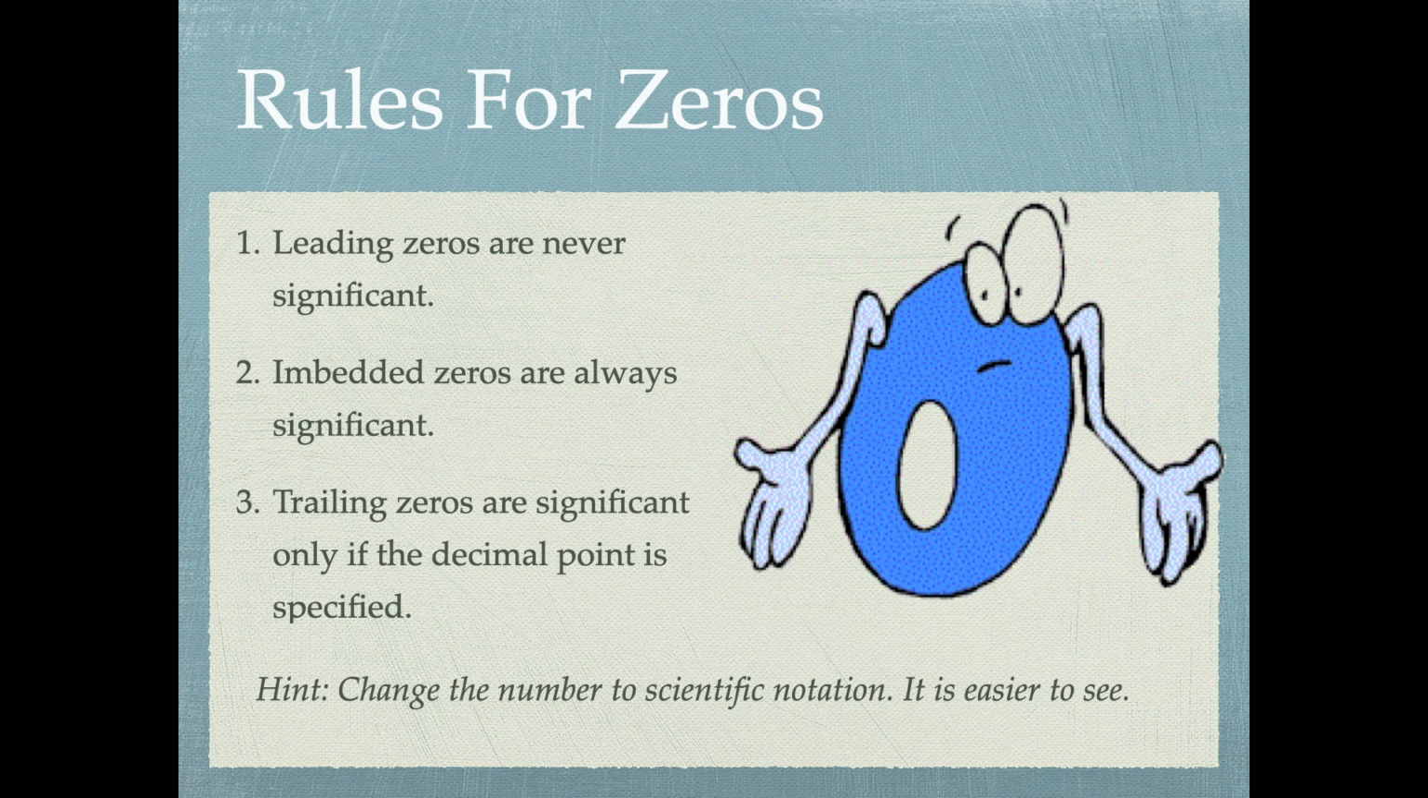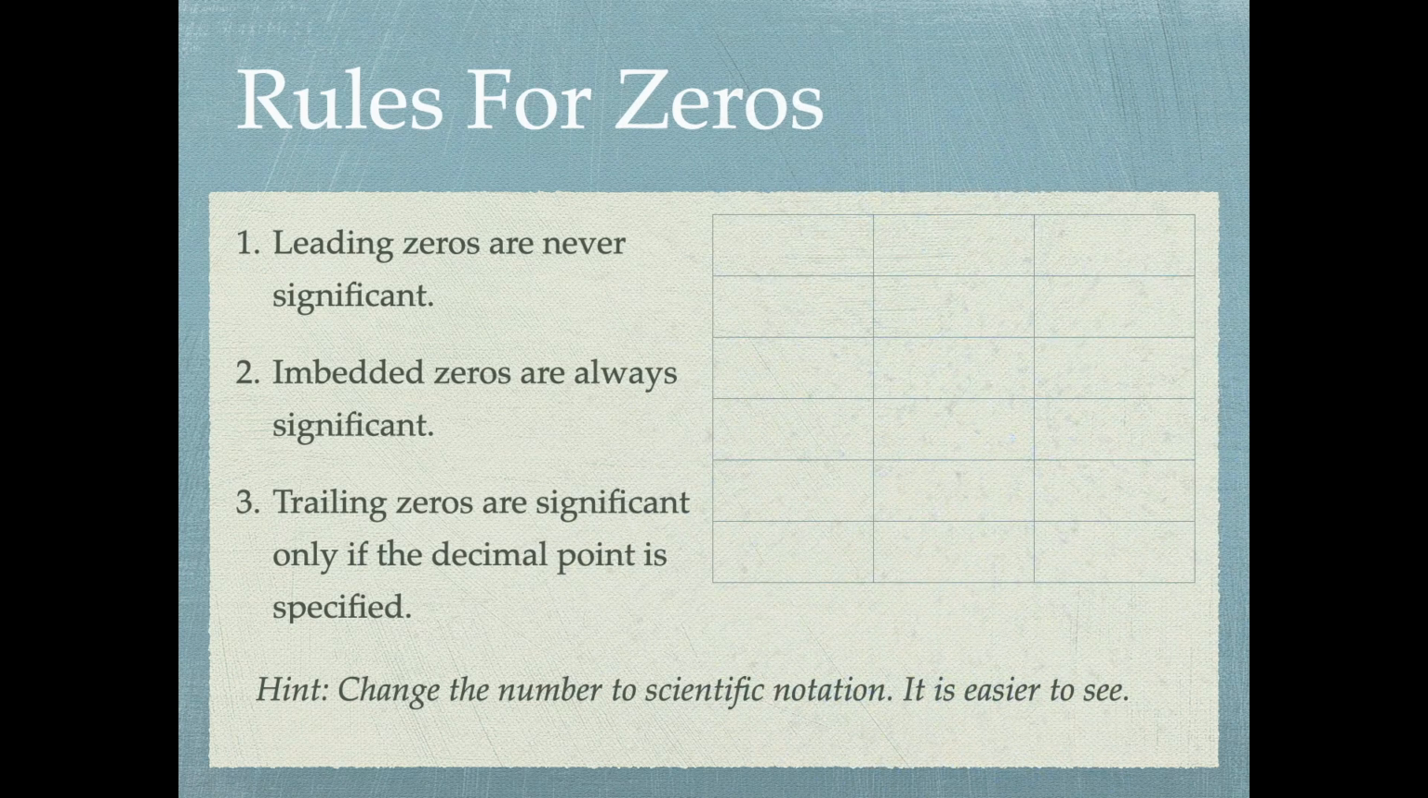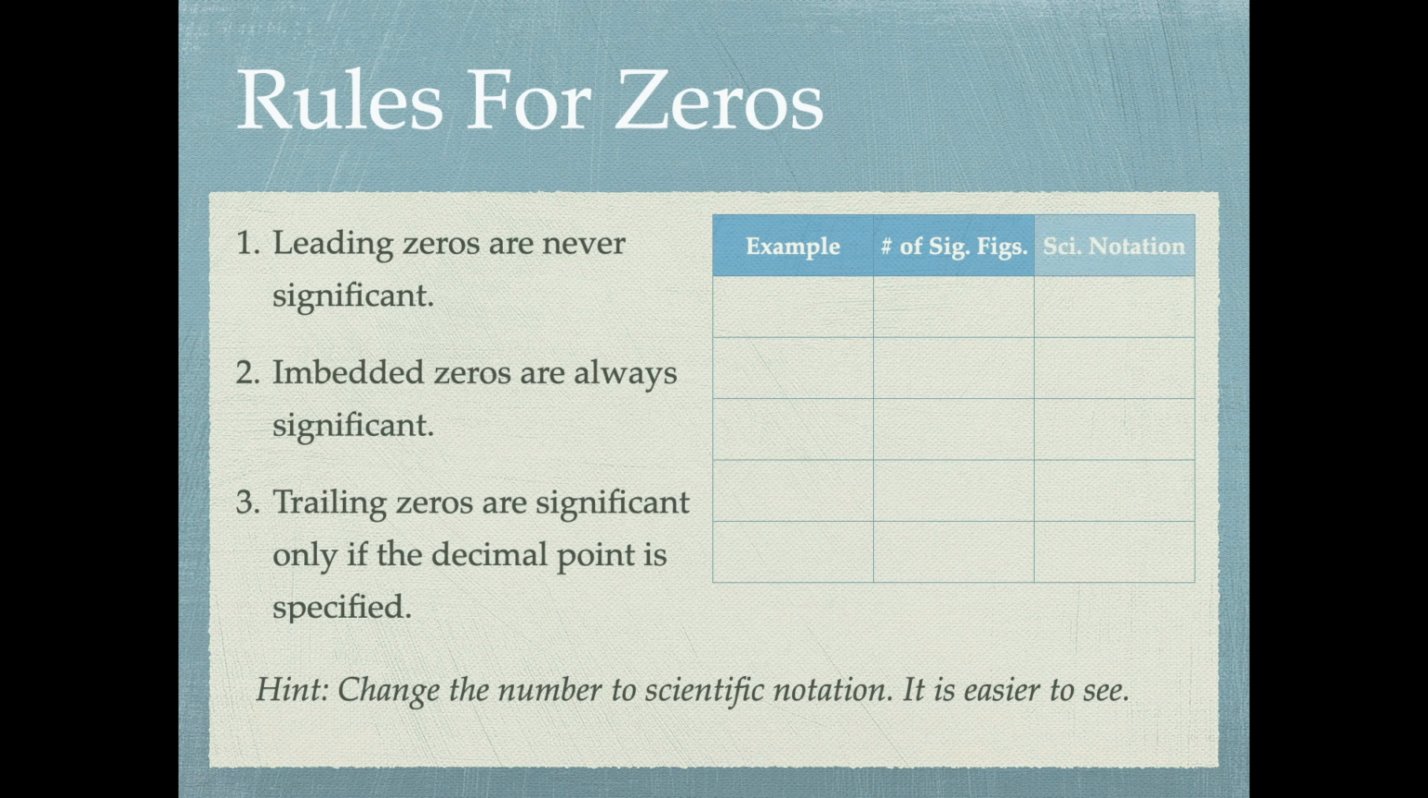Okay, so one way to figure this out would be to change your number to scientific notation, because the number in scientific notation is always the sig figs. You report all of the sig figs in your numeral value in scientific notation. So let's do some examples here, and we'll see if we can figure out the number of sig figs and what the scientific notation would be.